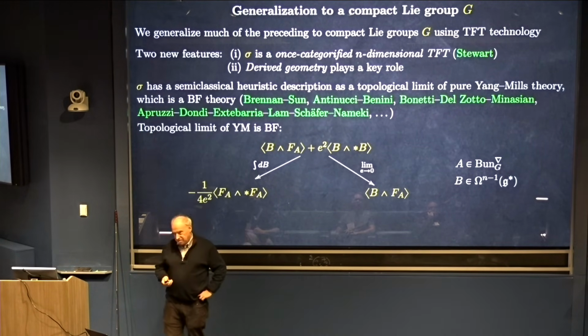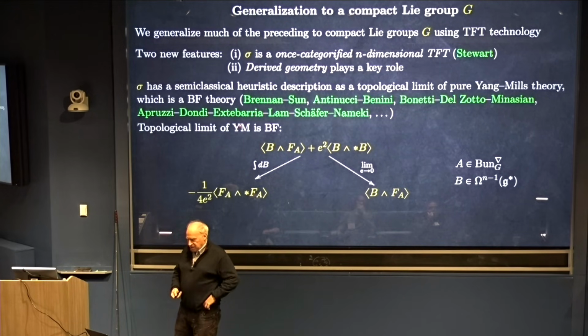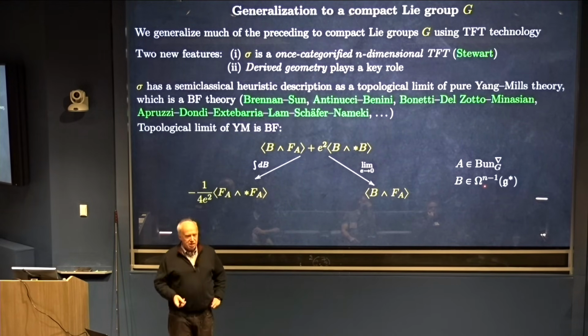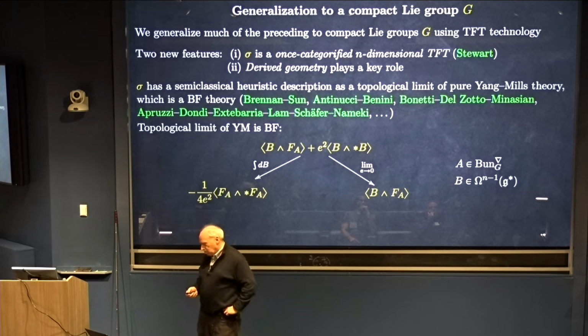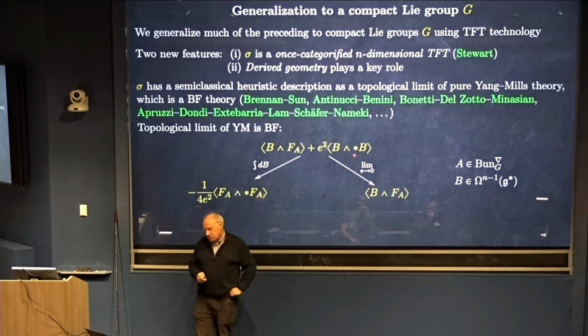And here's, again, from Yaki's talk, why this topological limit of Yang-Mills is BF theory. So we look at this Lagrangian, as Yaki had, where A is a connection on a principal G-bundle, and B is an n-1 form with values in the coadjoint bundle of that principal bundle. And so you can write down this expression. Notice it has the Hodge star operator, so it's using the Riemannian metric.